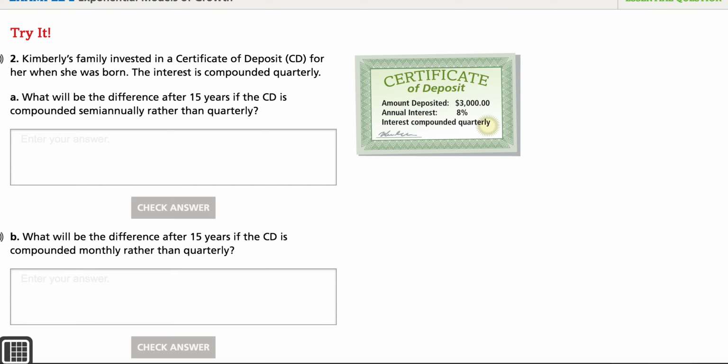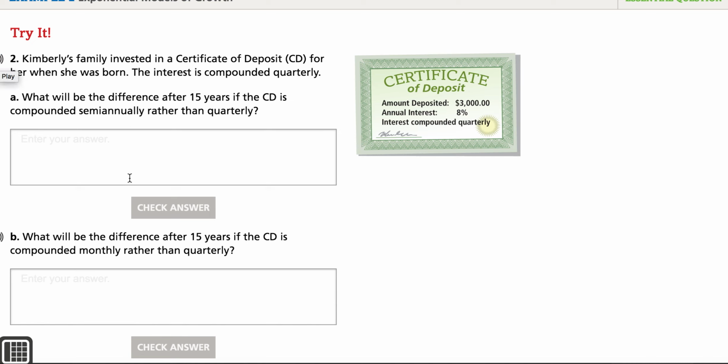Here, you have to try it on your own. I'm going to leave this for you to try on your own. I'm going to give you the reading part and maybe a few hints, but not the answer. Kimberly's family invested in a certificate of deposit for her when she was born. The interest is compounded quarterly. Part A. What will be the difference after 15 years if the CD is compounded semi-annually rather than quarterly?